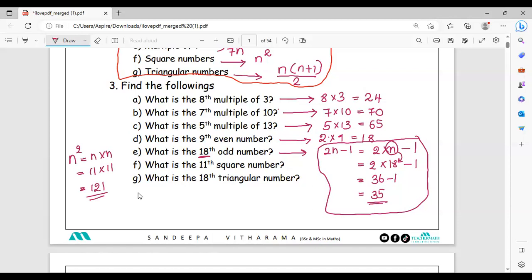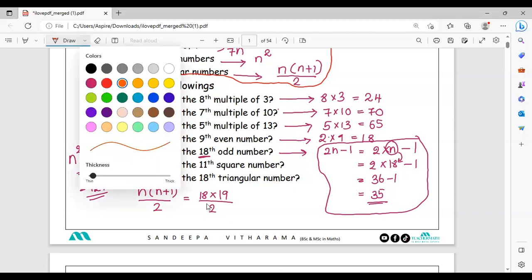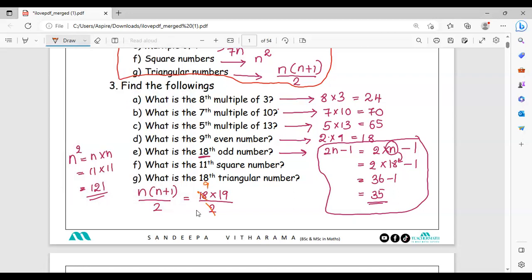Triangular number means n times (n plus 1) over 2. Then n is 18, times n plus 1, which means 18 plus 1. It is 19 over 2. Then when you simplify, 18 has to be divided by 2. It becomes 9. So 9 into 19: 9 into 9 is 81, 9 into 1 is 9, 81 plus 90, it is 171. Raise your hand those who have got all correct in this third question.